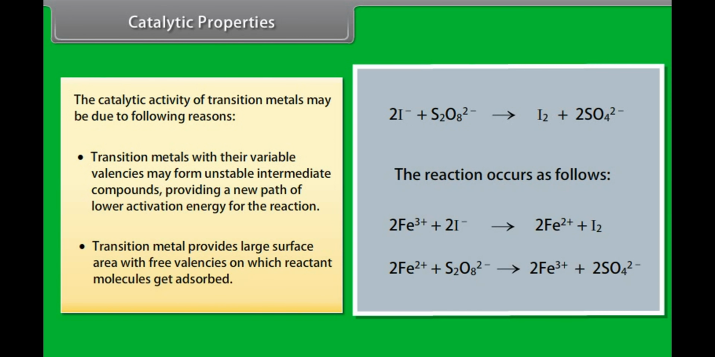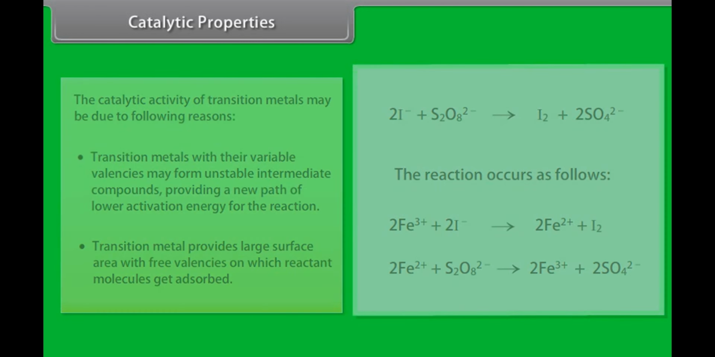Transition metal provides large surface area with free valencies on which reactant molecules get adsorbed. This has the effect of increasing concentration of reactants on catalyst surface and also weakening of bonds in reacting molecules.